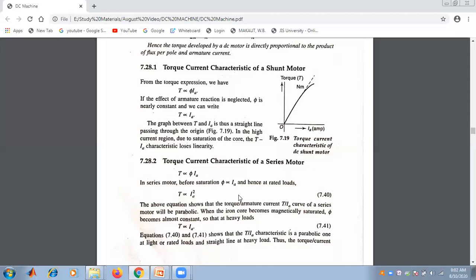If I draw the characteristics of torque versus current, with torque along the y-axis and current Ia in ampere along the x-axis, it is clearly seen in this figure. The torque current characteristic is a straight line passing through the origin, y equal to mx.